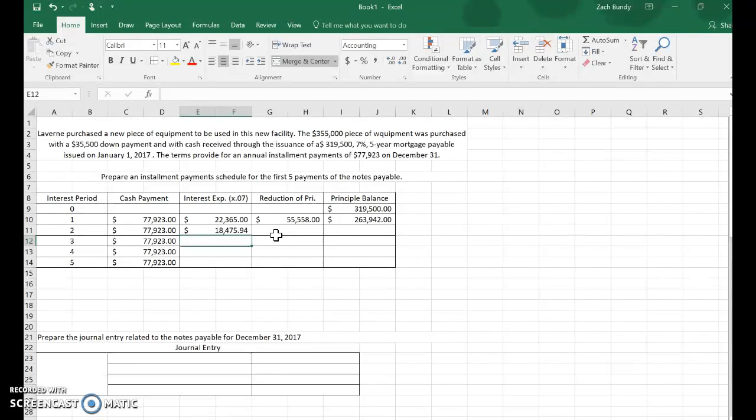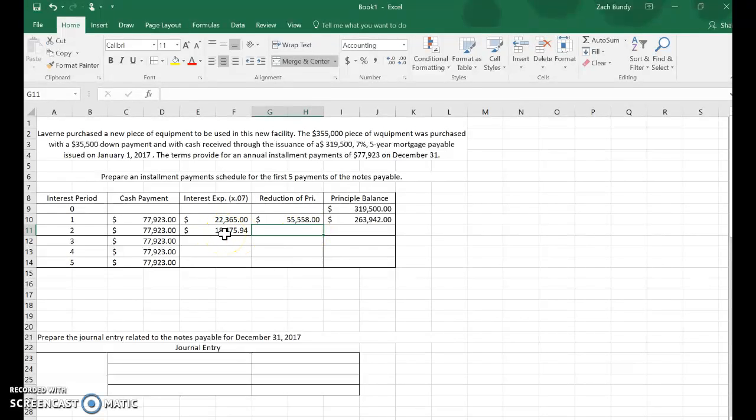So that's going to be how we get our interest for the following. Now, in this problem, in the homework, it asks us to round up. So just be aware that it's going to ask you to round up. So this number would be 18,476. But for right now, we're just making sure we're getting down how to do these equations.